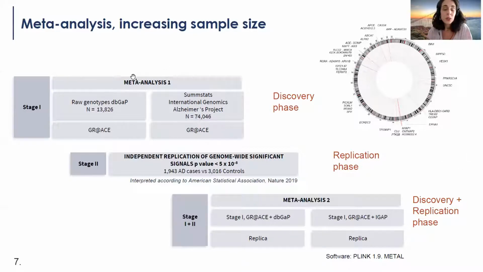So merging these 2 sets of information, we got the first stage of our meta-analysis, which was the discovery phase. In a second phase, our objective was trying to replicate those signals that were reaching genome-wide significance at the first stage. After doing that, in a classical meta-analysis, the next step is trying to meta-analyze the discovery and the replication. And this is the protocol that we were following.